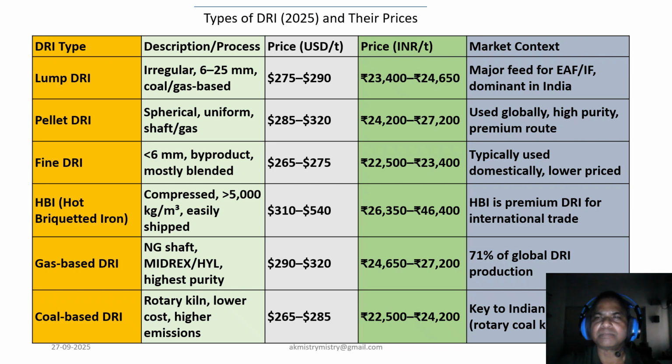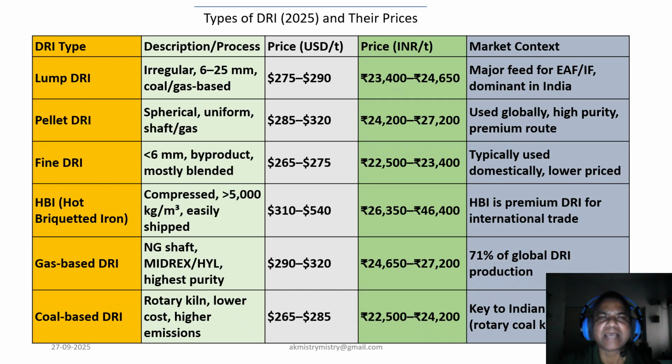Now coming to our next slide, which is about the classification of the DRI types. Especially lump DRI is very common in India from the rotary kiln, while pellet DRI dominates globally with the higher purity. Fine DRI is a byproduct, usually lower priced.